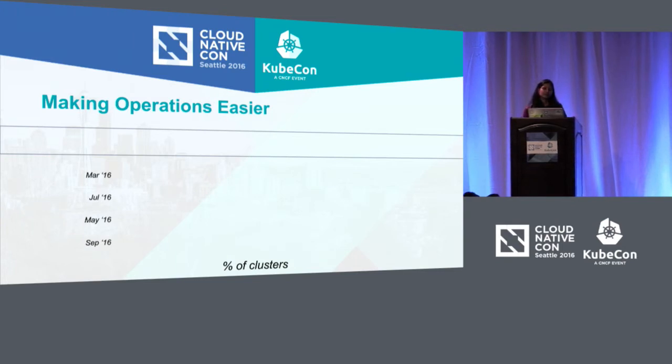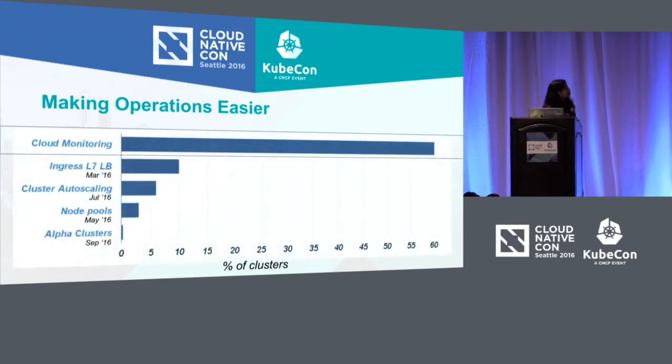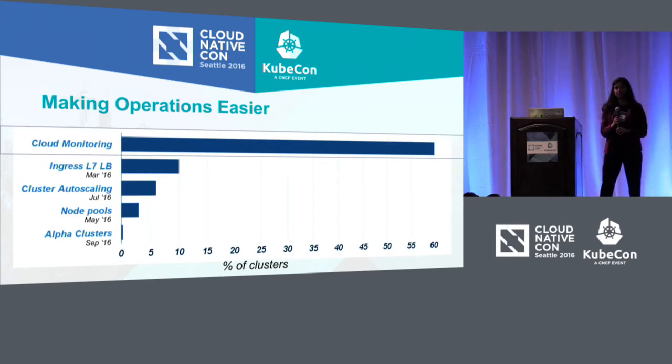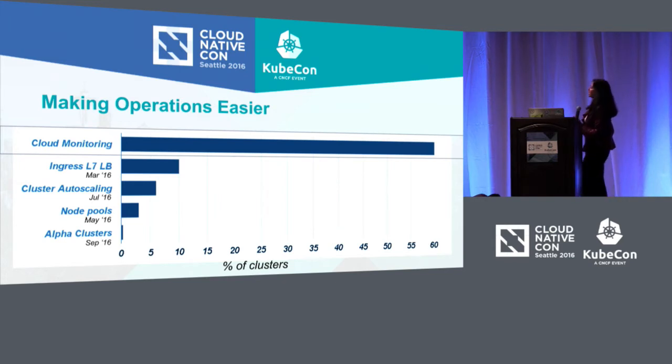But what are the things that we do to take user feedback and automate the system even more? This is a chart of some additional features that we've automated or built based on user feedback, and it shows the percentage of clusters that are actually using this. So Google Cloud Monitoring, Ingress Load 7 balancing, cluster autoscaling, node pools, and alpha clusters. And these have been ordered based on how well they were adopted, but also how recently they were introduced.